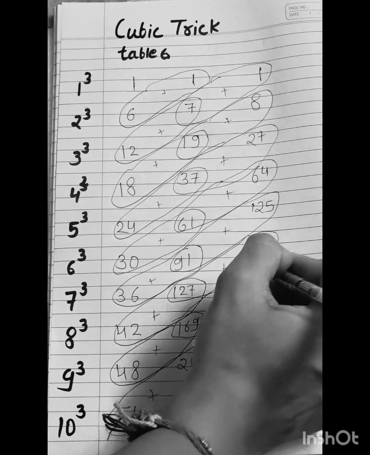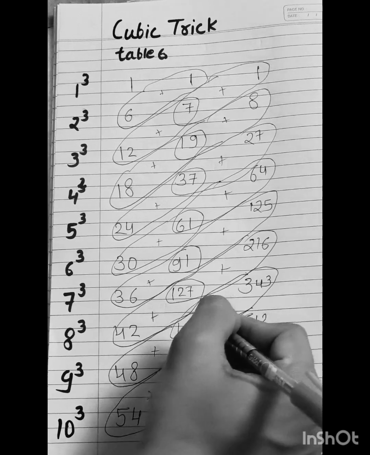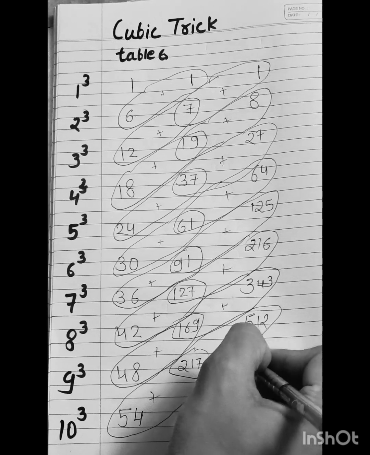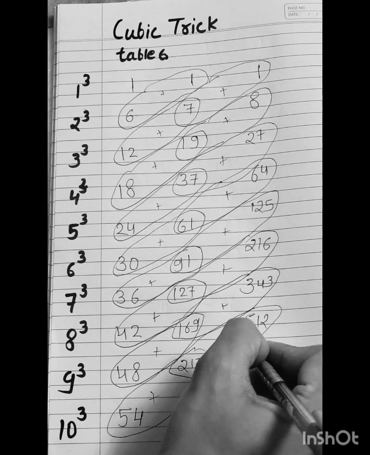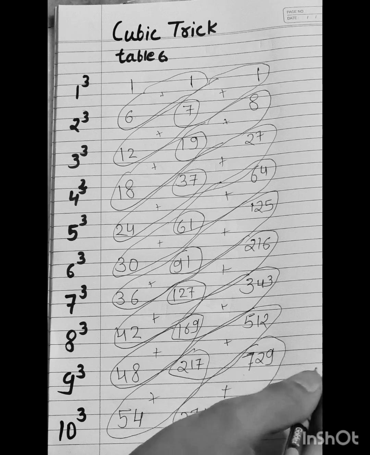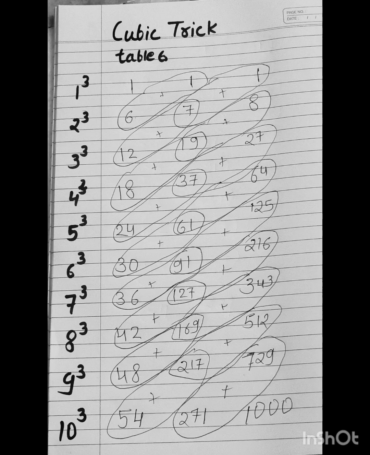Now 169 plus 343 is 512. Now 217 plus 512 is 729. Lastly, 271 plus 729 is 1000. Okay. So this is our cubic trick. This is how we can learn cubes very easily and we can solve questions very quickly.